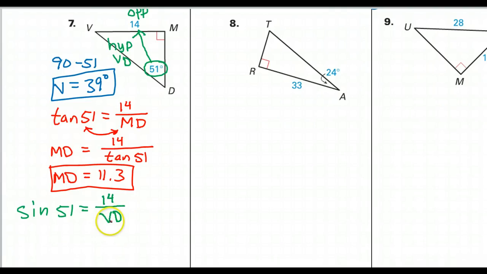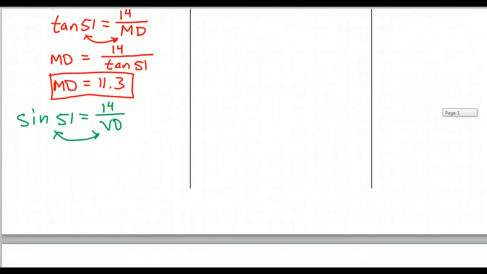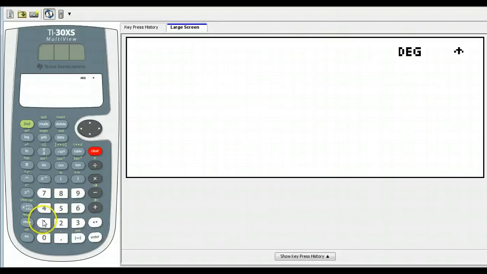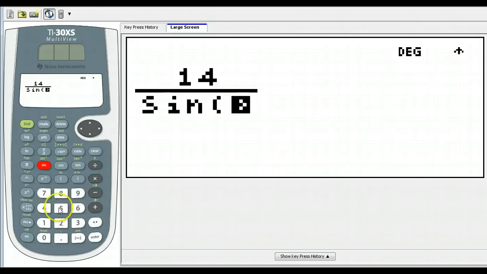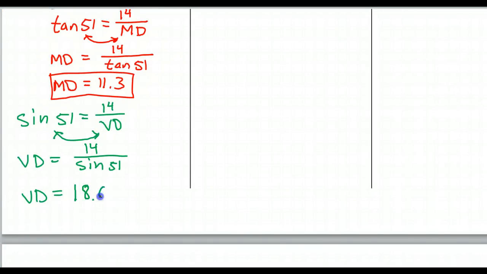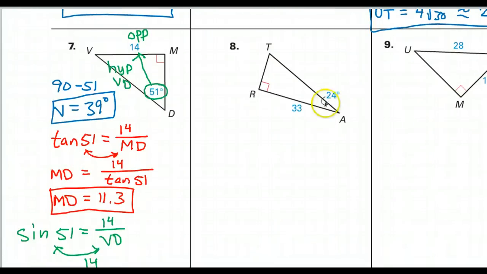Again, the unknown is in the denominator, so we can use the shortcut. So this will become VD is equal to 14 over sine 51. Into the calculator it goes. 18.0. All right, and that was the last thing that we needed to find on that problem. All right, let's keep going.